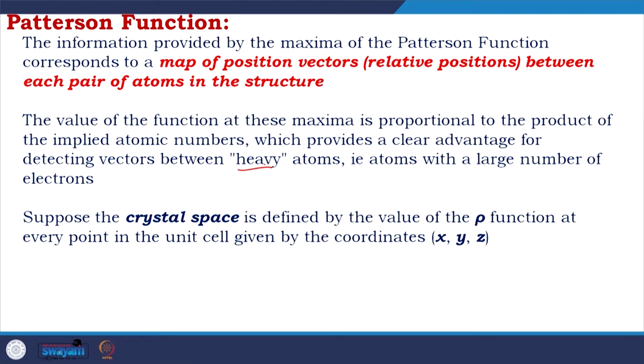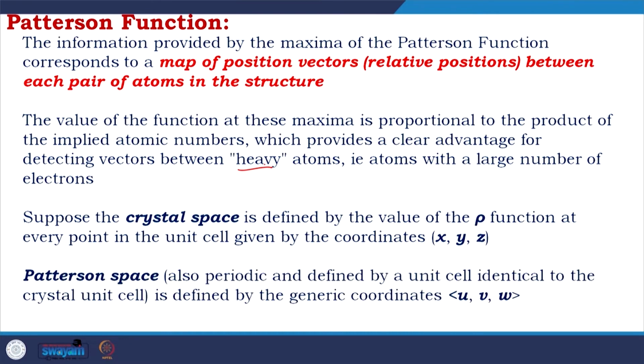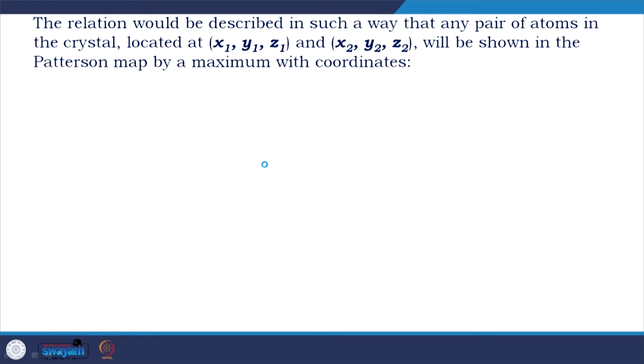Suppose the crystal space is defined by the value of the rho function at every point in the unit cell given by the coordinates x, y, z. Patterson space, which is also periodic and defined by a unit cell identical to the crystal unit cell, is defined by the generic coordinates u, v, w. The relation is such that any pair of atoms in the crystal located at x1, y1, z1 and x2, y2, z2 will be shown in the Patterson map by a maximum with coordinates u, which is x1 minus x2, v, which is y1 minus y2, w, which is z1 minus z2.